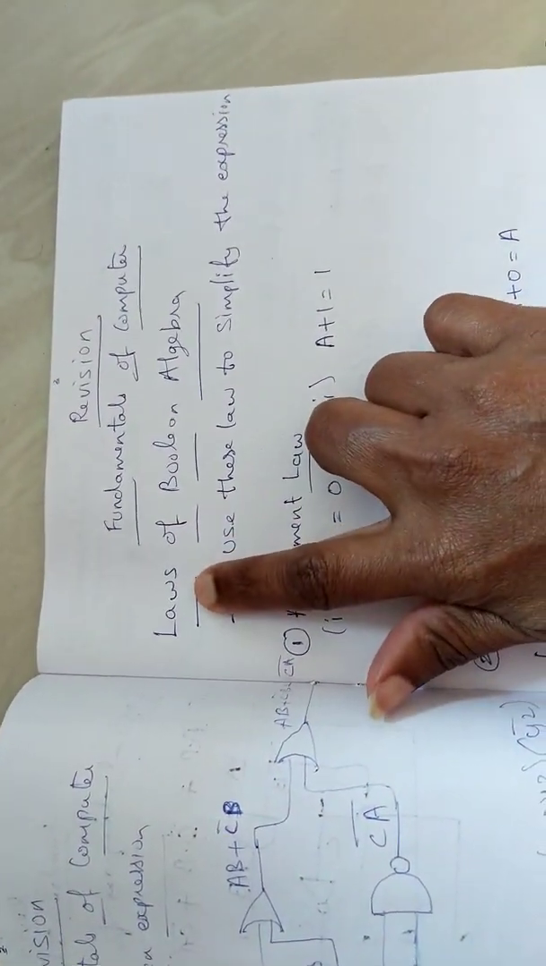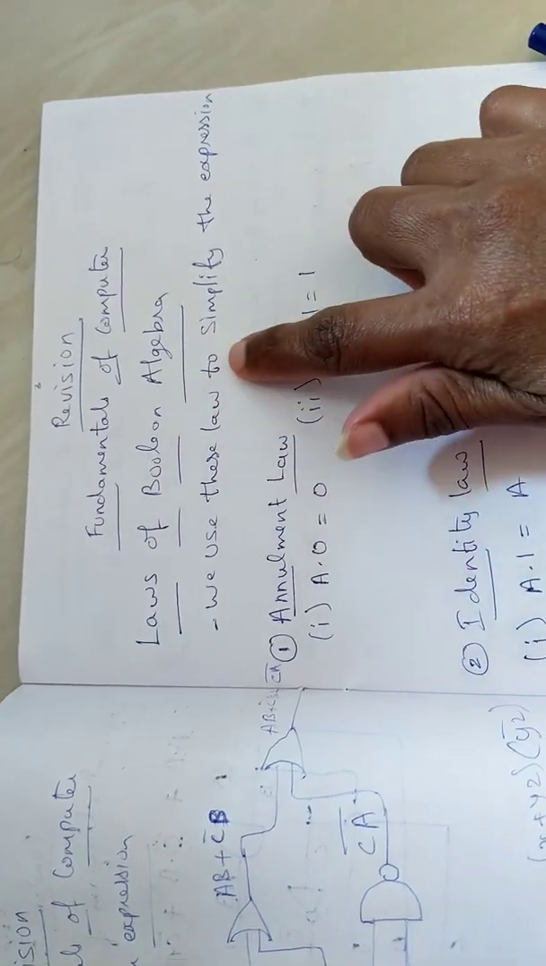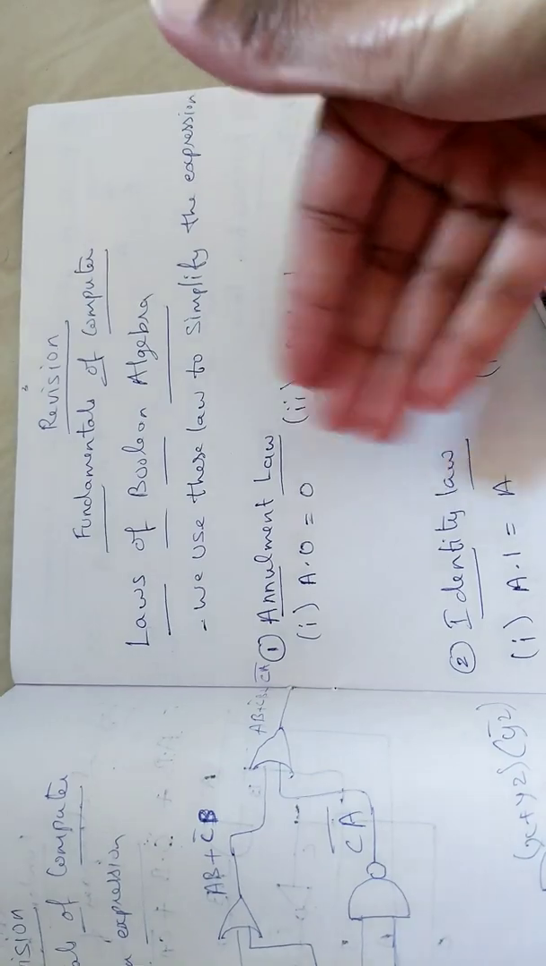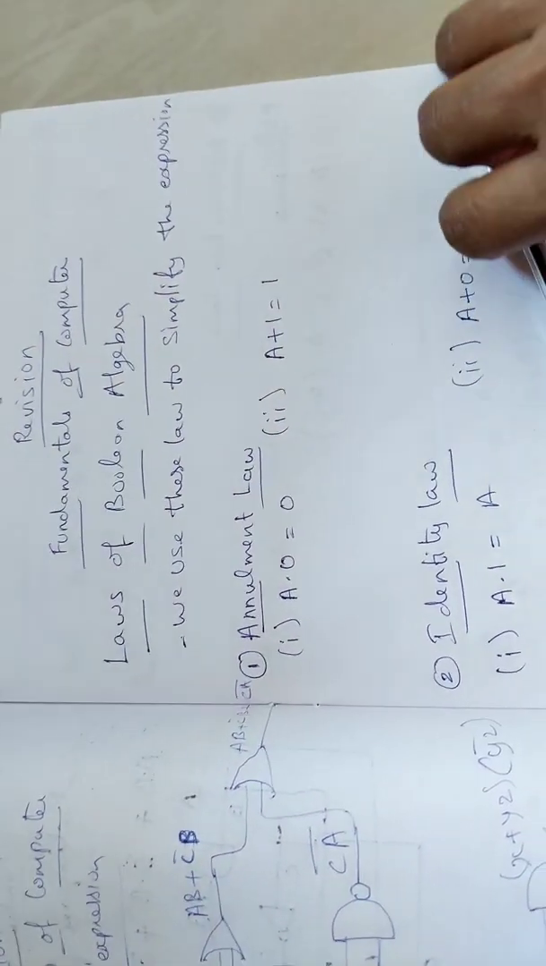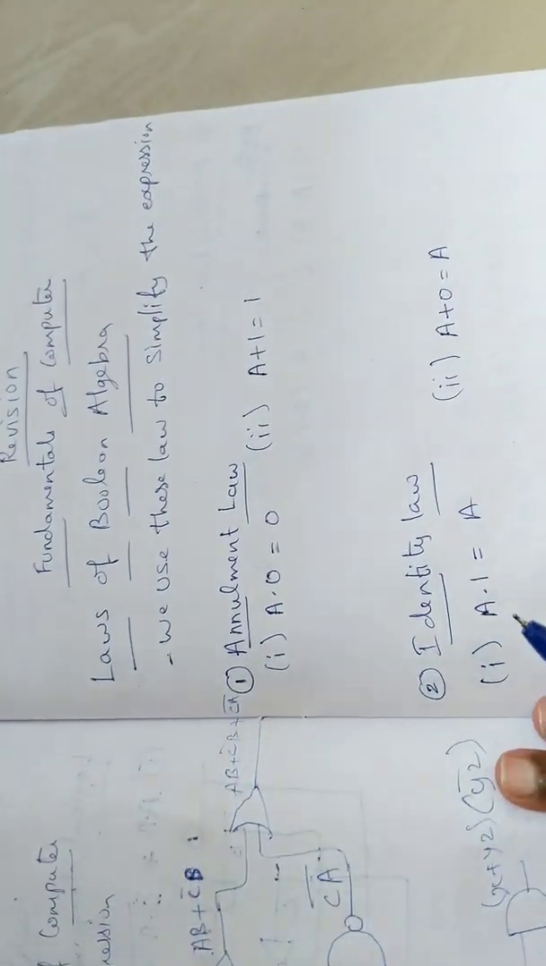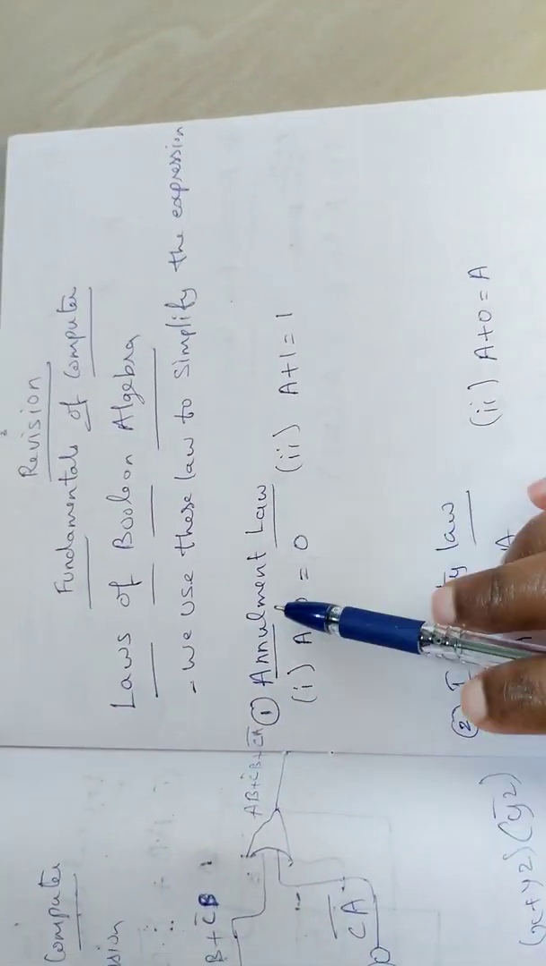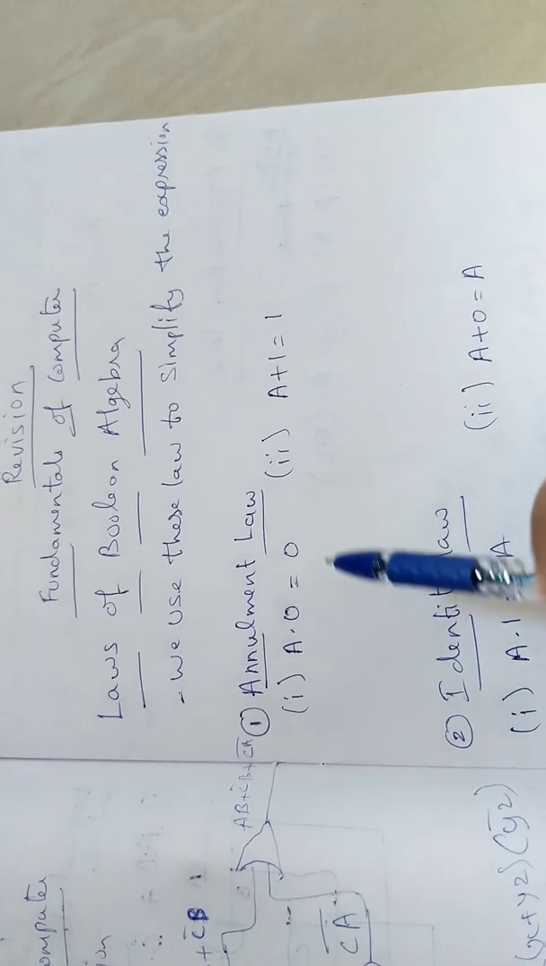So what is the use of these laws? We can use these laws to simplify the given expression, through which I can reduce the gates which I am using. One by one, we'll see. The first law is called the annulment law. In this, what will happen?